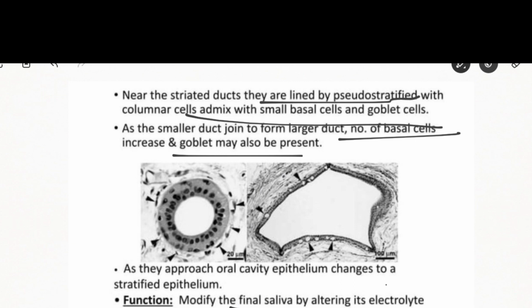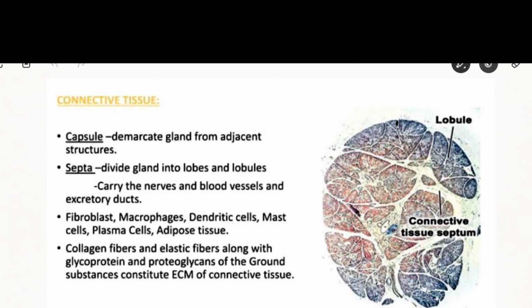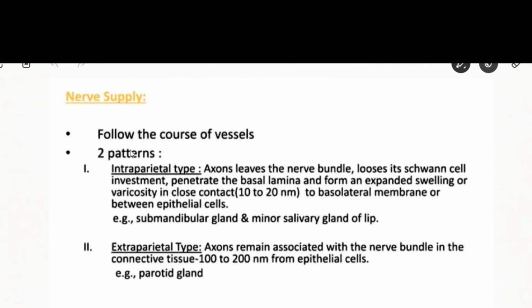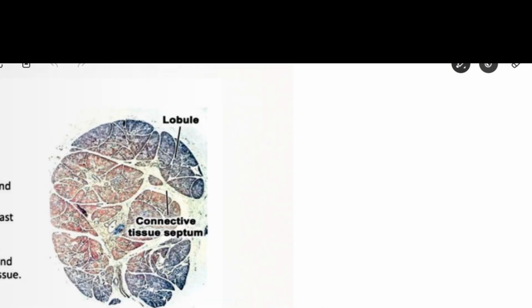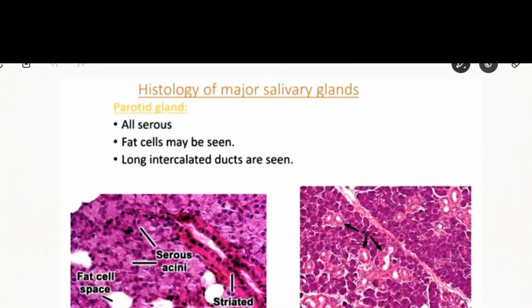The nerve supply follows the course of vessels. It has two patterns, one is intraparenchymal and the other is extraparenchymal. The next is the connective tissue. It has a capsule that demarcates the gland from the adjacent structures. It has septa that divide the gland into lobes and lobules. There are nerves, blood vessels and excretory ducts along with fibroblasts, macrophages, dendritic cells, mast cells, plasma cells, and adipose tissue. The collagen fibers and elastic fibers along with the glycoprotein and proteoglycan of the ground substance form the extracellular matrix of the connective tissue.